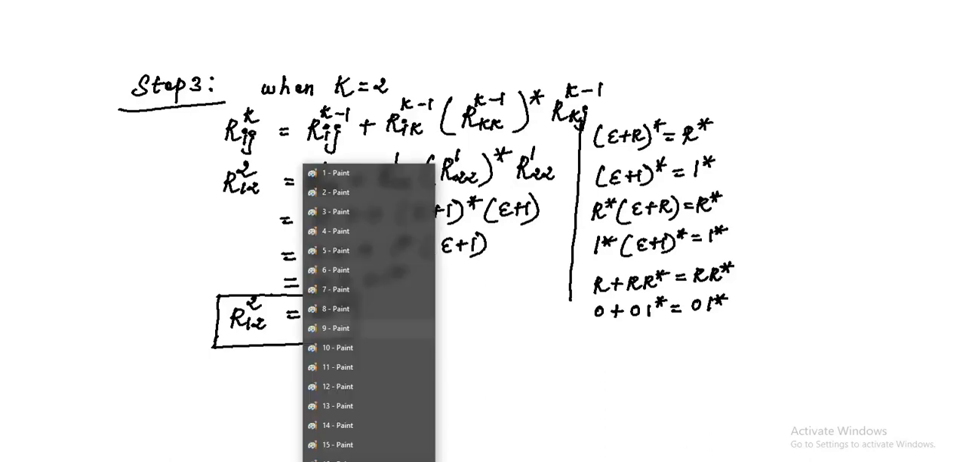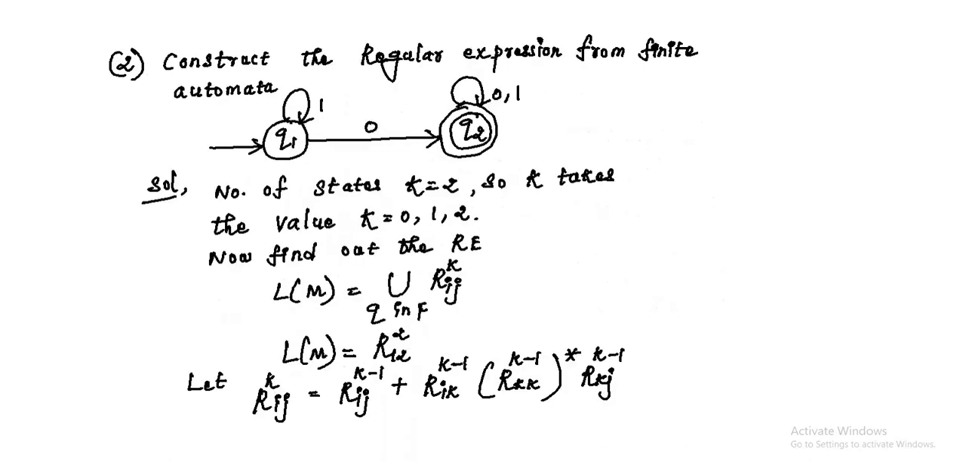Coming to the second problem. In this second problem, construct the regular expression from the finite automata. In this transition diagram, we have two states. In the first state, we have self loop 1 and there is a transition from Q1 to Q2 on 0, and here Q2 has the self loop 0 comma 1. We are having the two inputs 0 and 1.